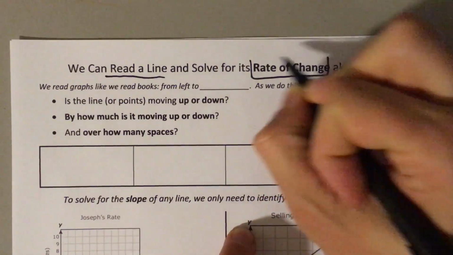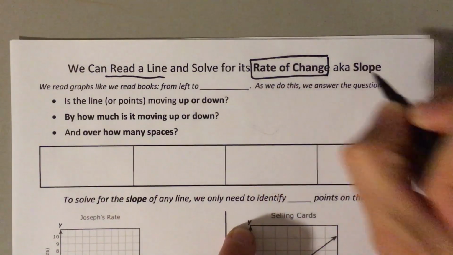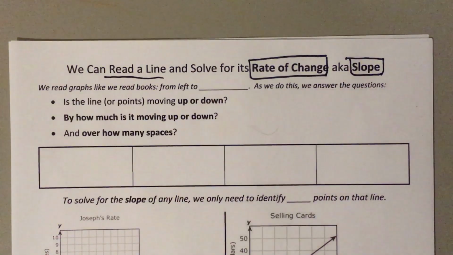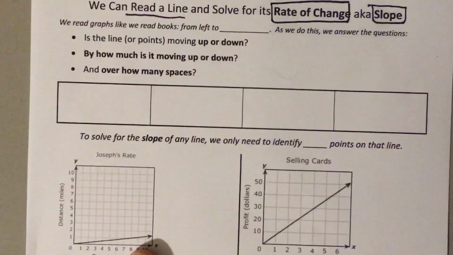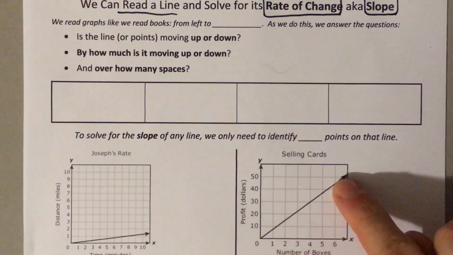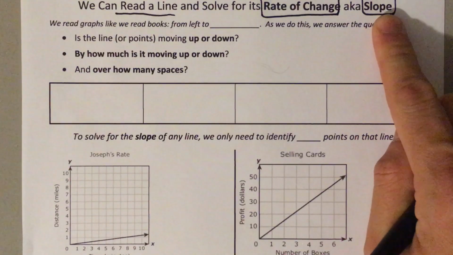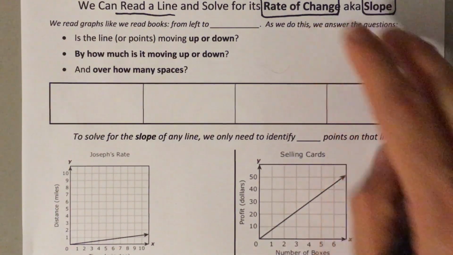The rate of change is something that we've probably heard for a few years. And then as you move into algebraic concepts and you start talking about lines, if you're describing the rate of change on a line, the word you're going to use to describe it is its slope. But just know that these mean the same thing.